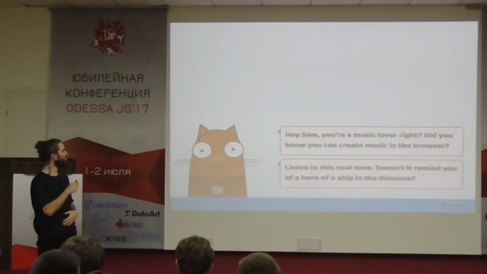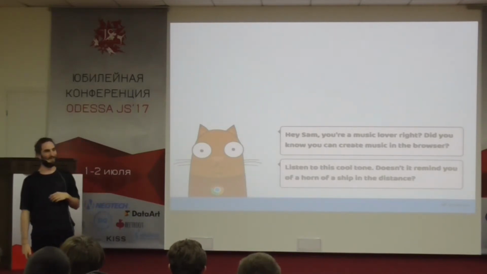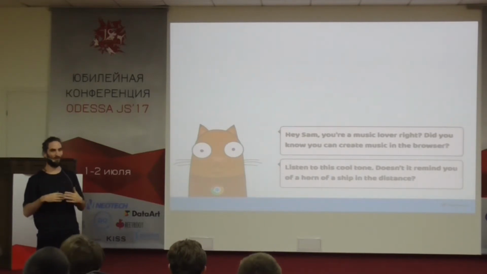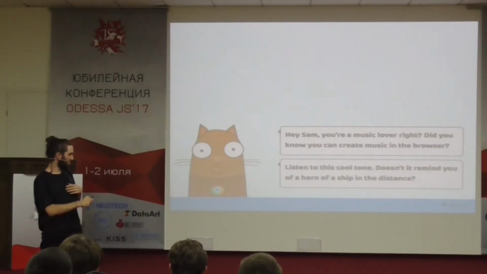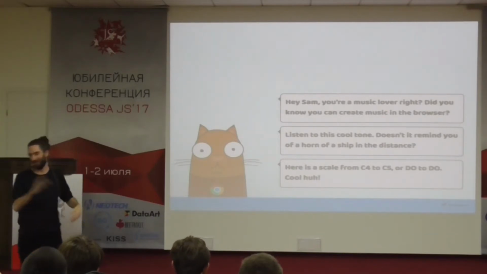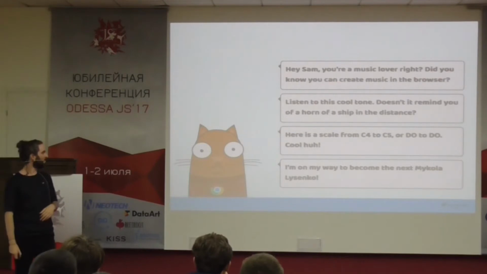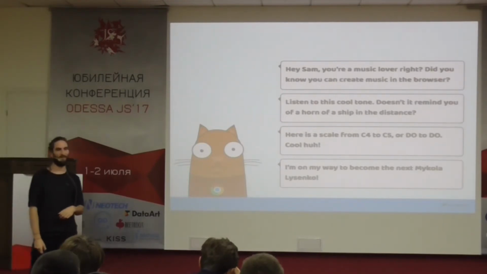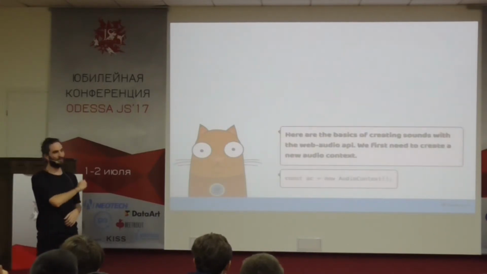So yeah, as you heard, this was a very beautiful sound. Sounded like a boat in the distance or something. But you can also compose sounds together to make it like a song, like a scale. Sounds a bit sketchy, but it's a scale from C to C, or Do to Do. It just depends on how you pronounce it. This is done using only the browser again and the web audio API. I was told that Nikolai Lysenko is a famous composer from here, so maybe one day I will reach his level.